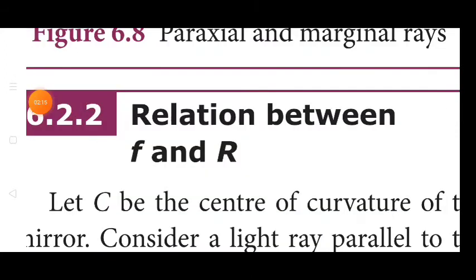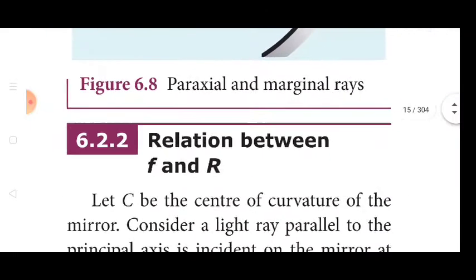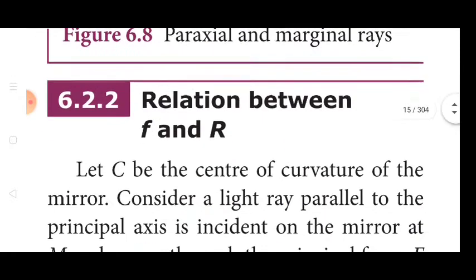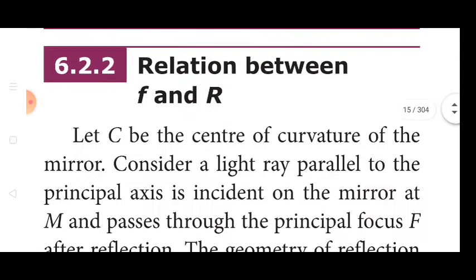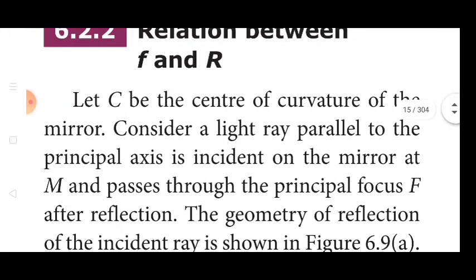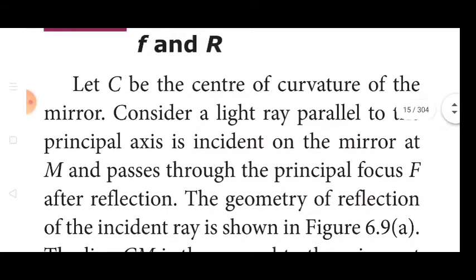The next topic is the relation between F and R. What is meant by F? F means focal length. What is meant by R? R means radius of curvature. Let C be the center of curvature of the mirror and consider a light ray parallel to the principal axis incident on the mirror at M, which passes through the principal focus F after reflection. Now we will see the diagram of it.